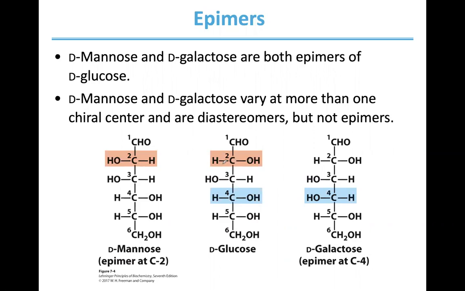So this is glucose. Let's look at this carbon here. The hydroxy group is to the right, so it's a D sugar, D-glucose. And it's a hexose because there are 6 carbons. We can also say this is an aldohexose because it's an aldehyde. Here is mannose. It's still a D sugar because we're looking at carbon 5 and it's the same as in glucose. Carbon 4 is the same, carbon 3 is the same, carbon 2 is different. So the difference between mannose and glucose is the stereochemistry of carbon 2. Therefore, these are epimers.